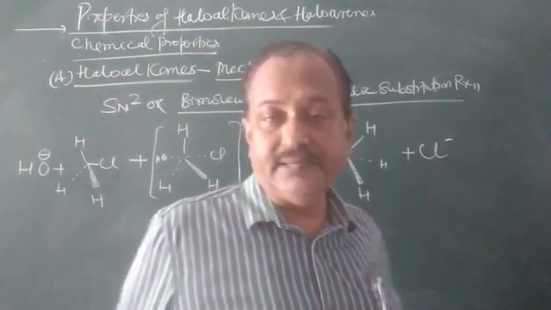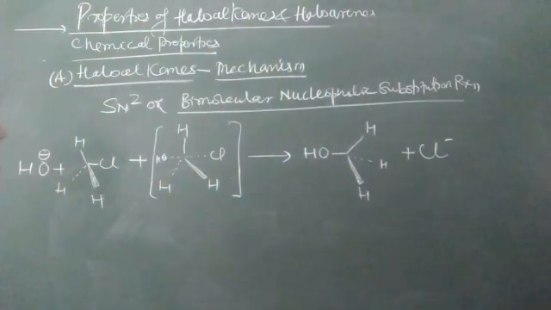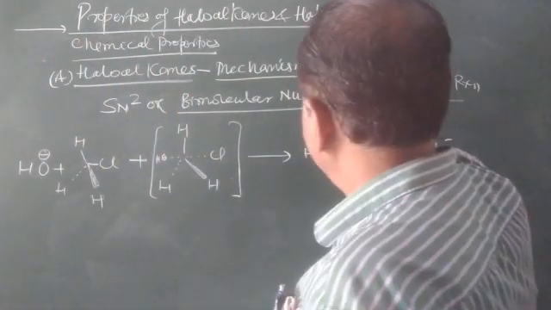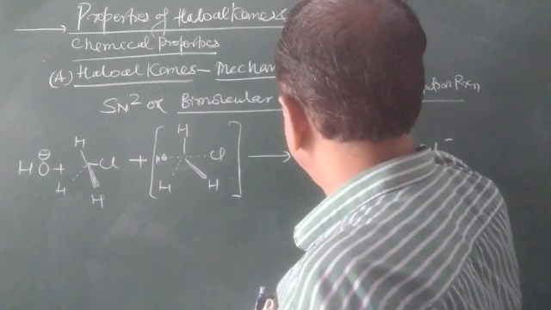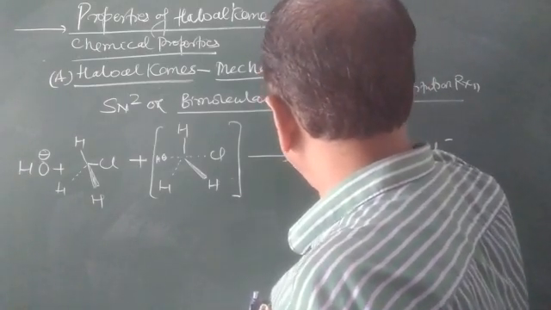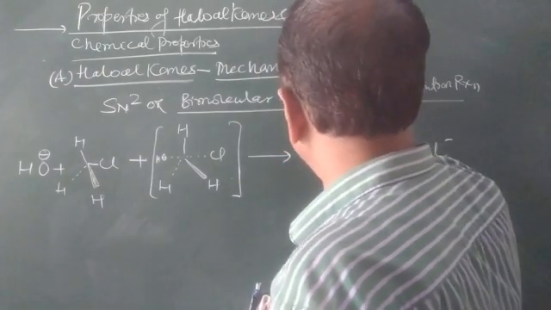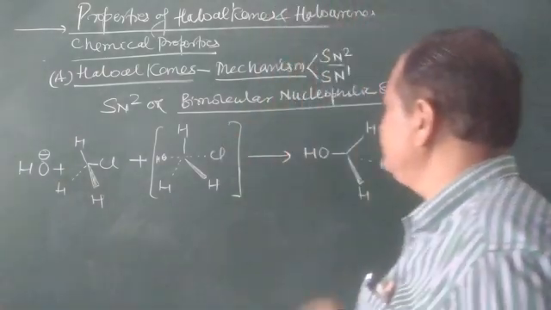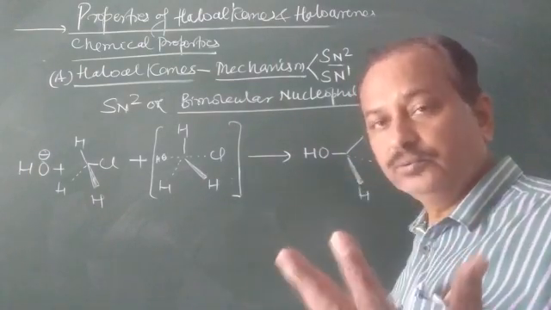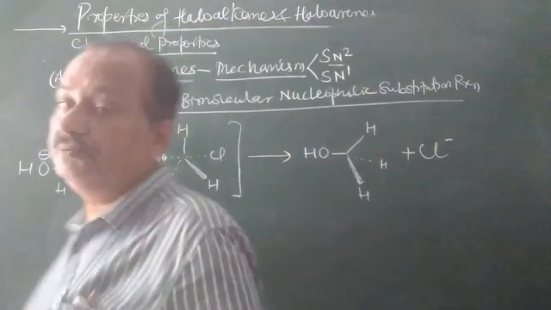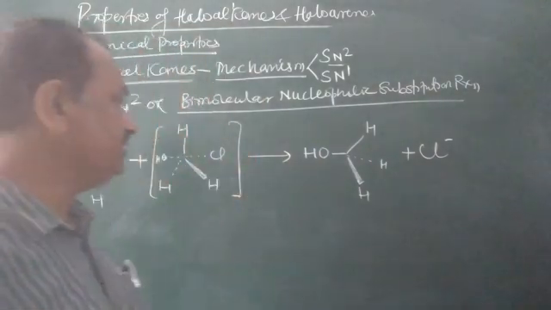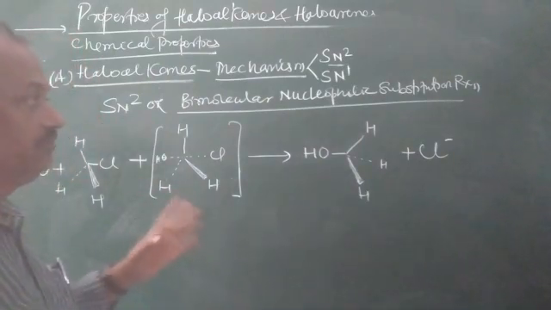Now I am going to explain the mechanism of nucleophilic substitution reaction. So mechanism is of two types: SN2 and SN1. SN2 is called bimolecular nucleophilic substitution reaction. Bimolecular, bi means two. So two molecules react together, but actually the processes take place together.